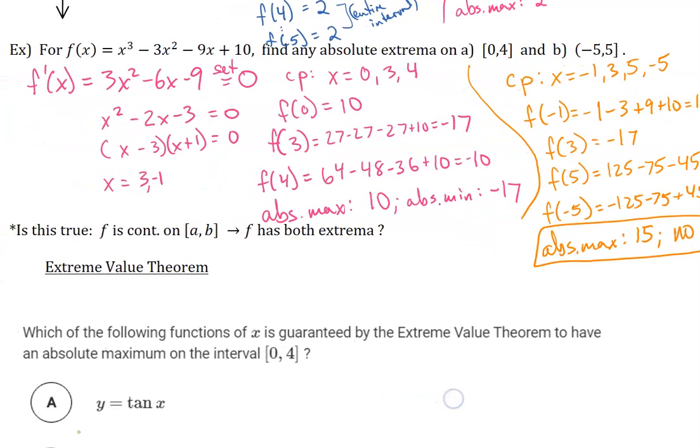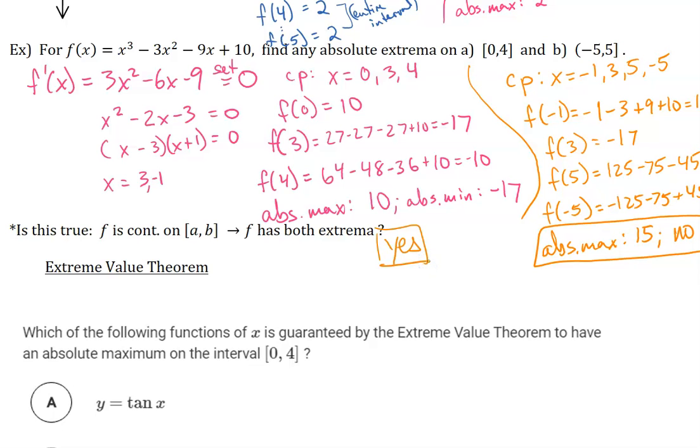All right, this question says if f is continuous on the closed interval, then f has both extrema. Is this true or false? If a function is continuous on the closed interval, does it have to have a max and a min? And the answer is yes. This is something that is guaranteed by the extreme value theorem.